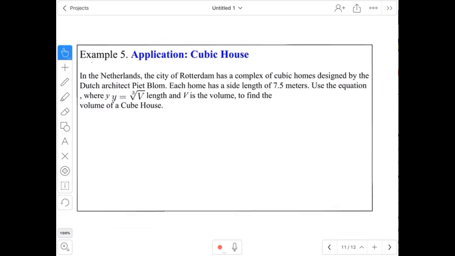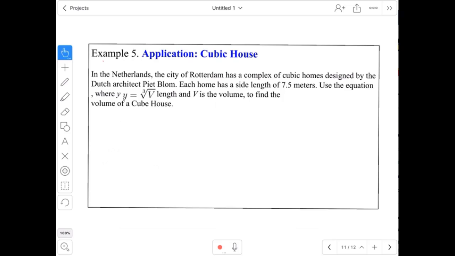All right, we got one more. In the Netherlands, the city of Rotterdam has a complex of cubic homes designed by the Dutch architect Piet Blom. Each home has a side length of 7.5 meters. Use the equation where y equals the cubed root of v, where y is the side length and v is volume.